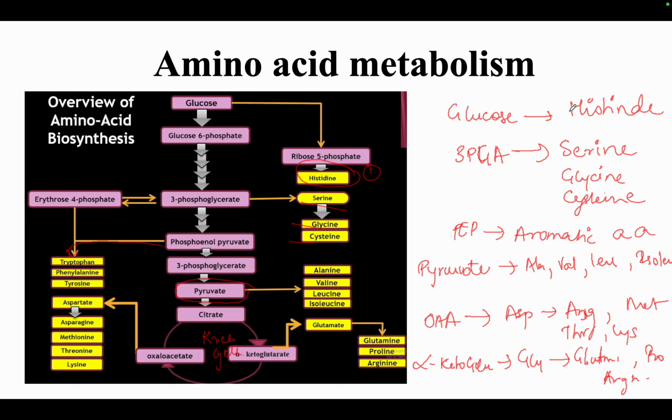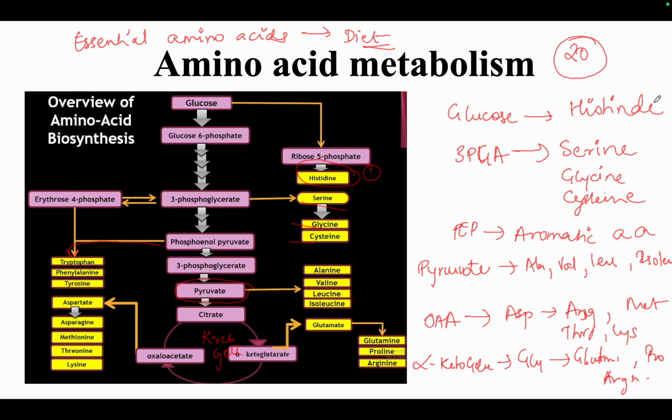So not all 20 amino acids are synthesized in humans, okay. Some need to be taken up in the form of diet, okay. So those are the essential amino acids, which are taken up from diets. Our body is not able to synthesize those amino acids, and thus we need to have the essential amino acids through diet. So this is the only difference between essential and non-essential.